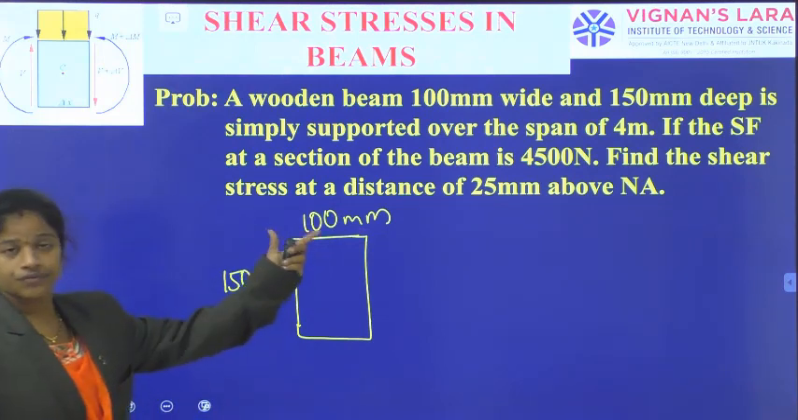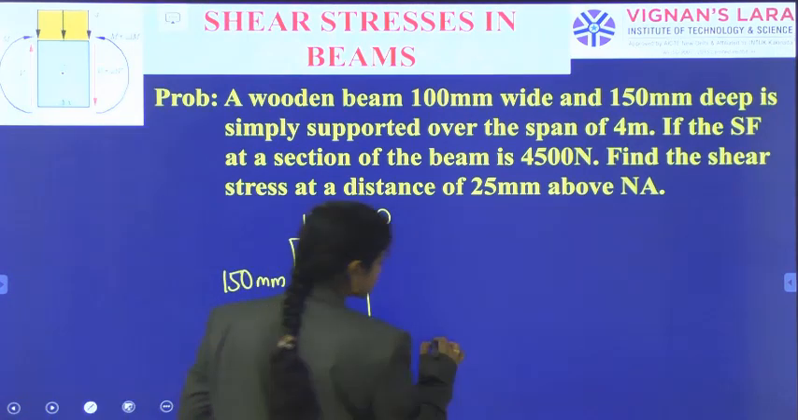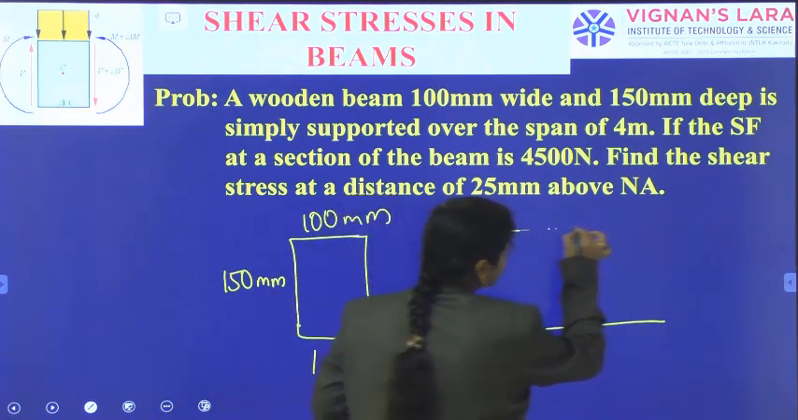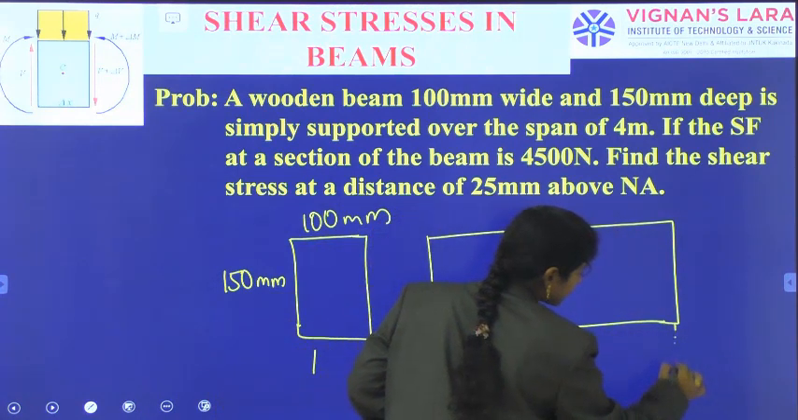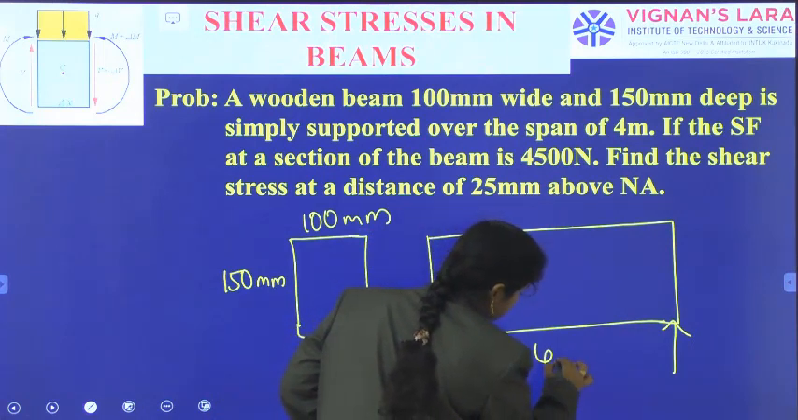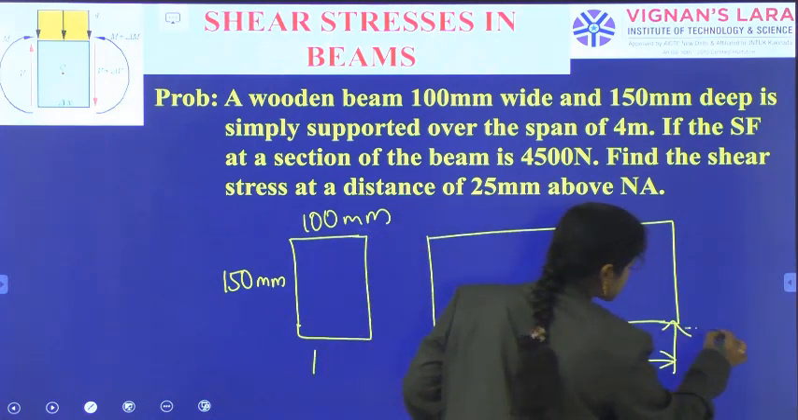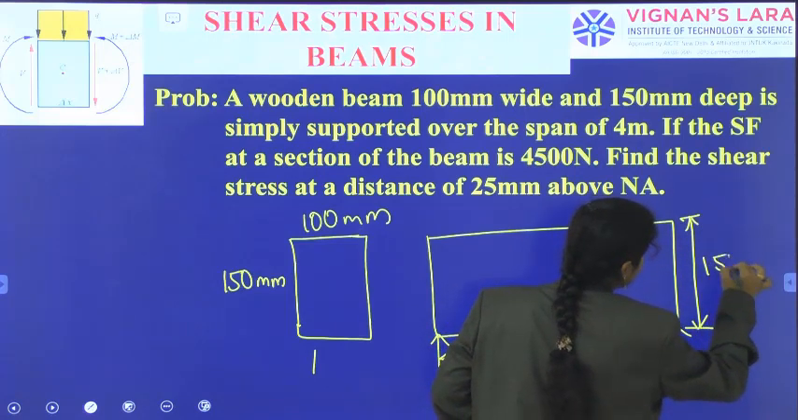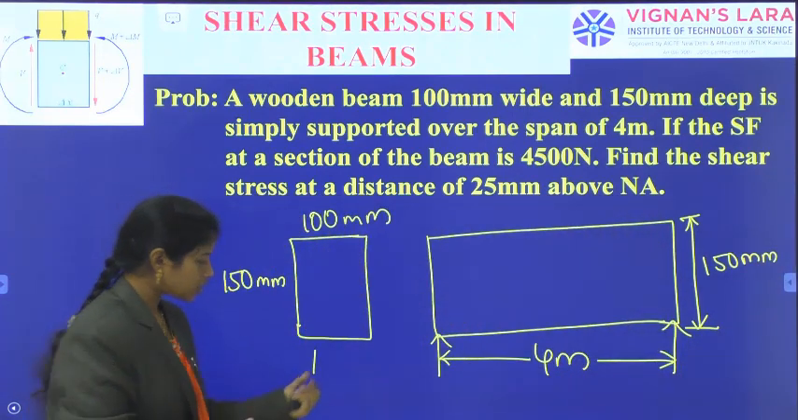Okay, so 100 mm width and 150 mm deep, and it is being simply supported over the span. When we see the cross section, it appears like this, and when I am seeing the side view, I can see only this length. The length is 4 meters and the depth of the section is 150 mm. And when we see the side view, that is the cross section.